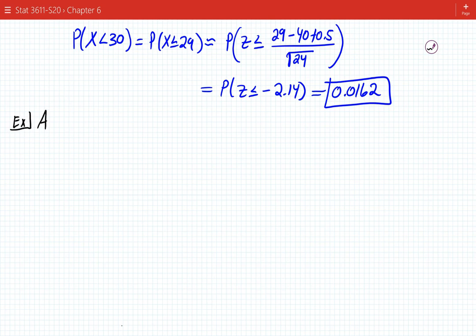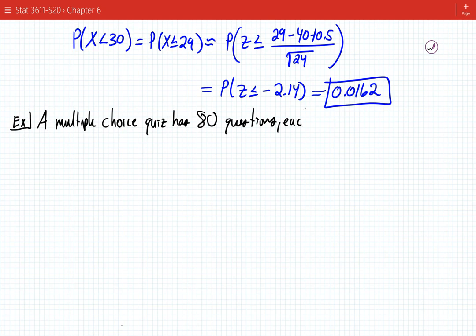A multiple choice quiz has 80 questions, each with 4 possible answers.